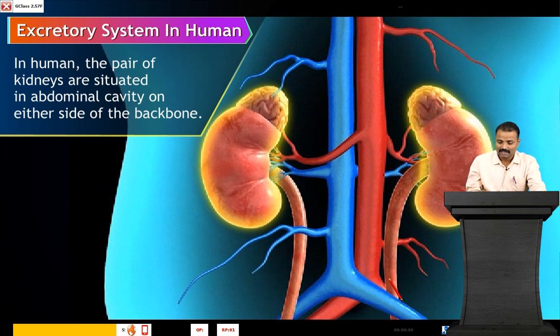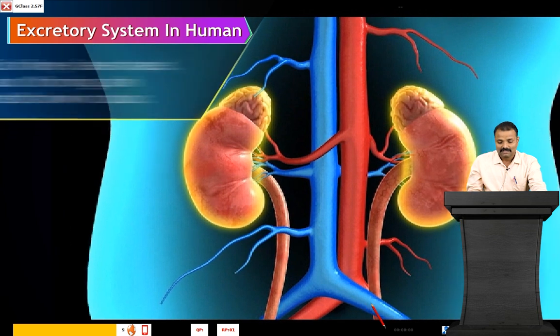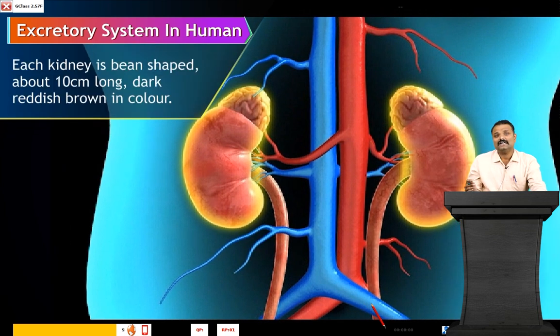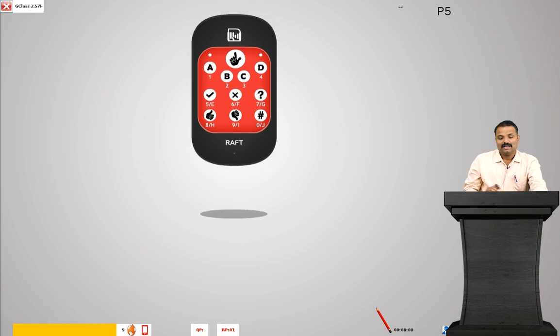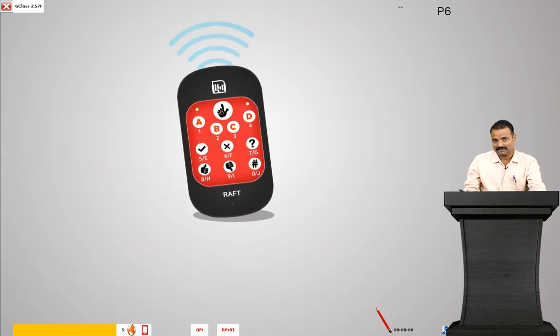Clear students? And if I ask how do they look or what is its size? Here are the things. First thing, each kidney is bean shaped and each is about 10 centimeters long, and as per color is considered, they are dark reddish brown in color. As you can see, right? Yes, of course.